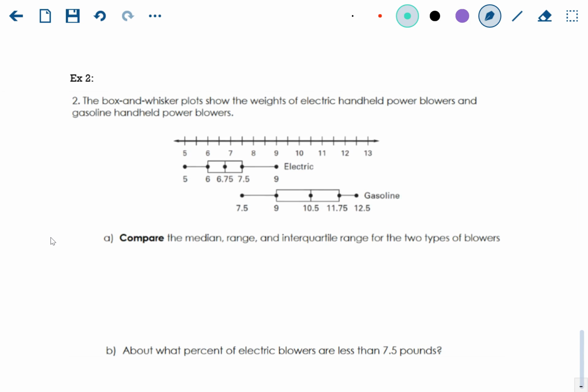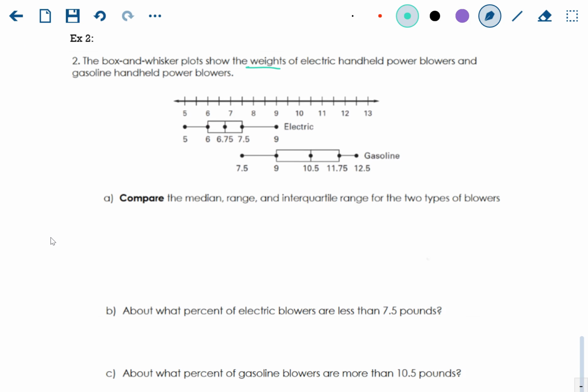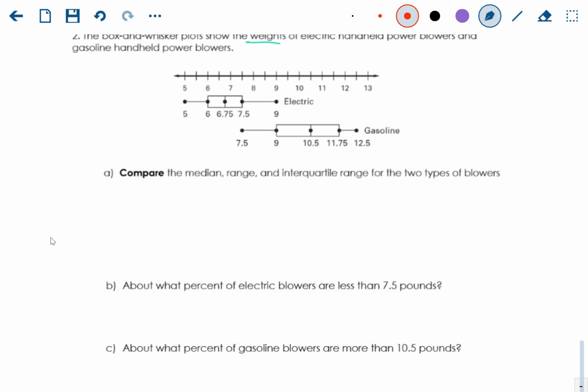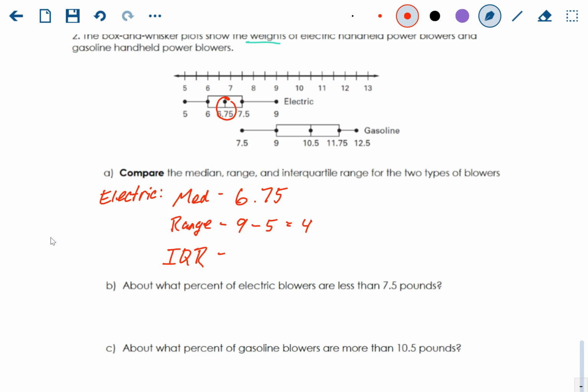All right, so let's do an example where we're comparing. This one we're comparing the weights of lawnmowers or something, blowers. Compare median, range and interquartile range of the two types. So we'll just find the median, range and IQR for each type. The median on the electric, look in the middle, 6.75. The range of the electric, biggest minus lowest, 9 minus 5, which is 4. And then the IQR, large end of the box minus small end of the box, 1.5.